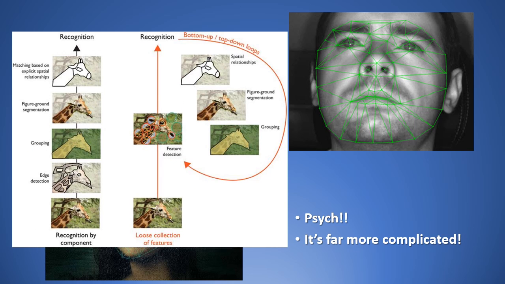There are what we call bottom-up processing mechanisms and top-down processing mechanisms. Bottom-up mechanisms would be those that rely entirely on detecting the various features of the object in order to figure out what it is. So you see someone breaking down the features of a giraffe. You've got edges, you've got groupings, you've got figure to ground, and you've got explicit spatial relationships between different lines. So if you put all that together, hopefully you'll be able to come up with the idea that, oh, I'm looking at a giraffe.